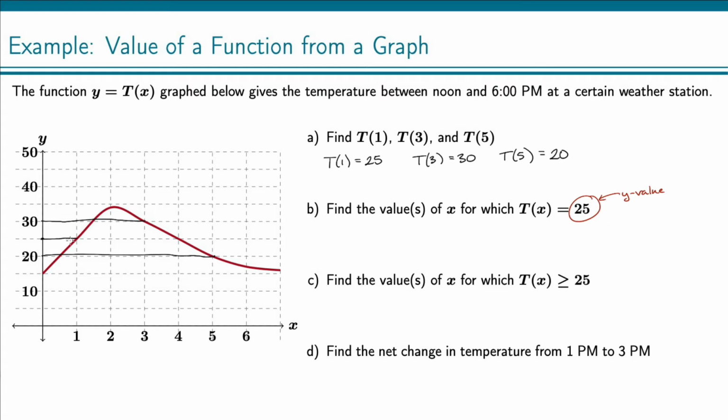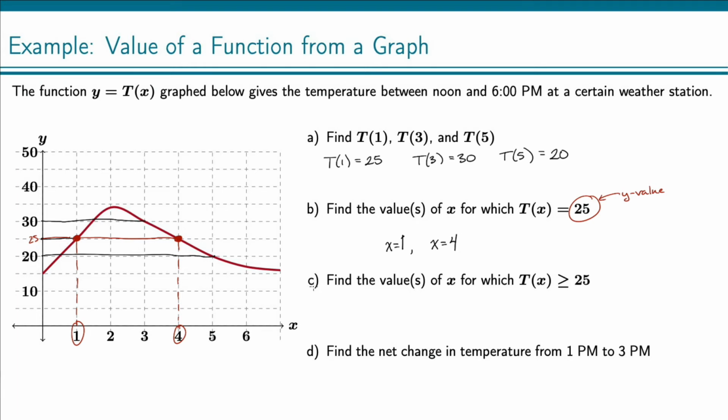So coming over here, our y value is 25, well right here is 25. And so we come across and we see that there's a point right here, and there's a point right here. And so we are looking for the values of x that correspond to those. So we just drop those down and we get 1 and 4. So x equals 1 and x equals 4.